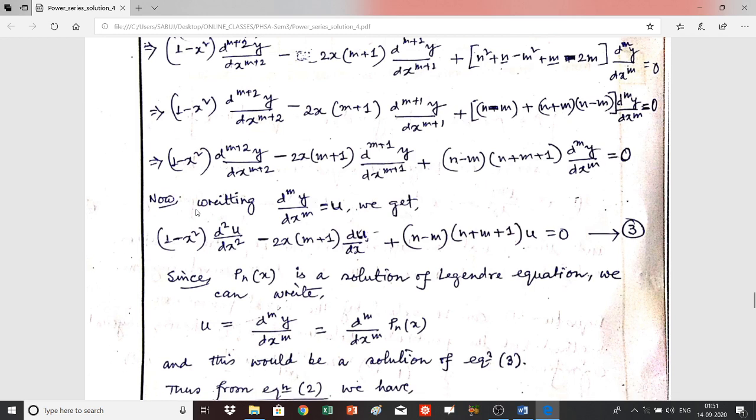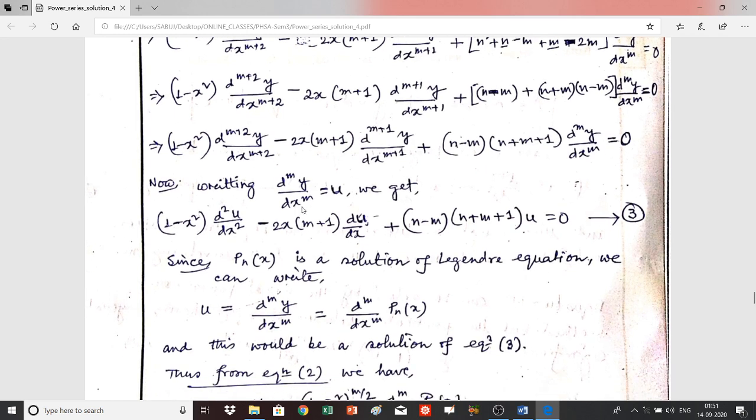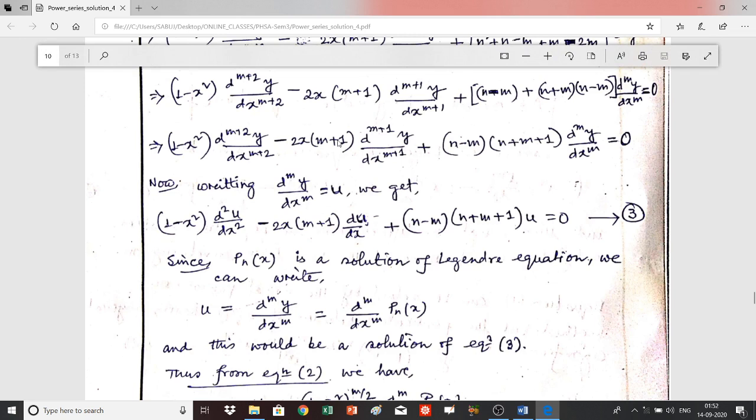Now writing d^m y by dx^m is equal to u, from this equation you can write (1 minus x squared) d2u by dx squared minus 2x (n plus 1) du by dx plus (n minus m)(n plus m plus 1) u is equal to 0. I write this as equation 3.